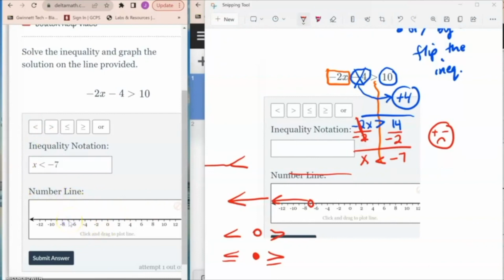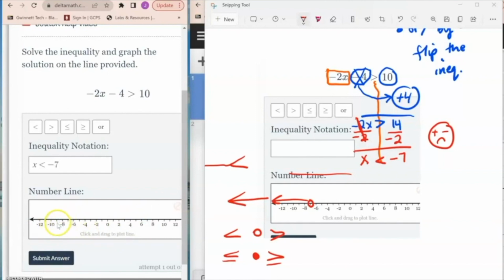So you're going to click. It says click and drag to plot the line. So I'm going to click and drag. But that's a closed circle, right? So look at where it says click line to delete. If I made a mistake, I can click that to delete it.